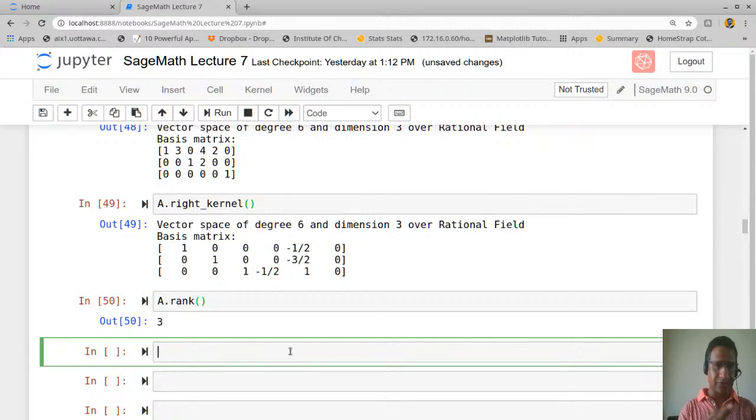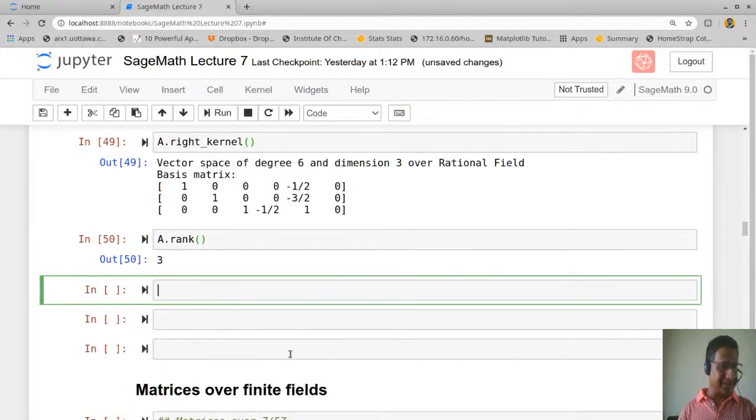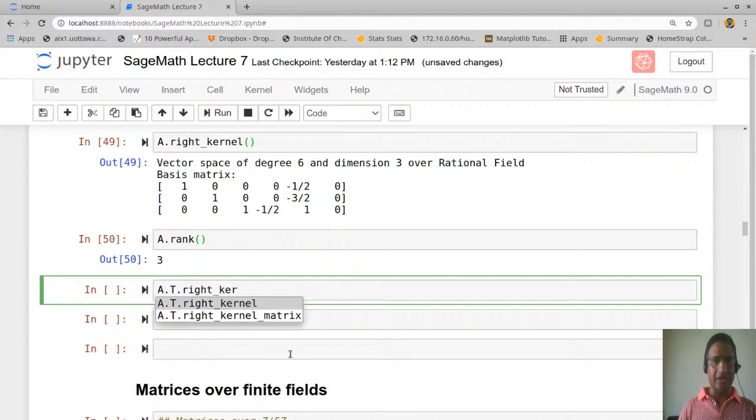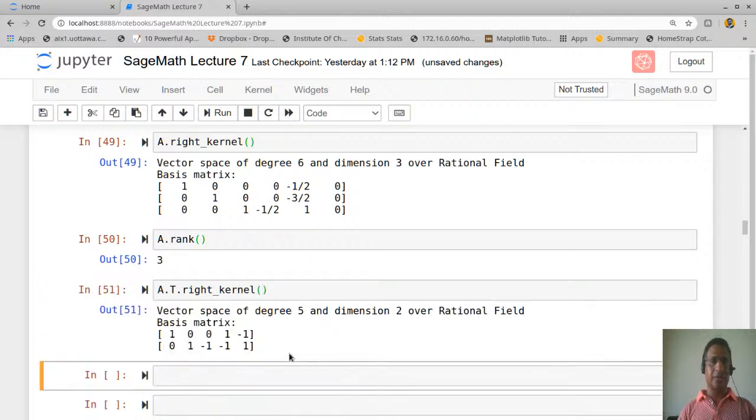Of course we have not found the left null space yet. How will you find it? To find this null space, we take A dot T, that is A transpose, and then take the right underscore kernel of this. That will give me the left null space, right? That is of dimension 2. Now, as I said, there is another notion called extended Rref in Sage.